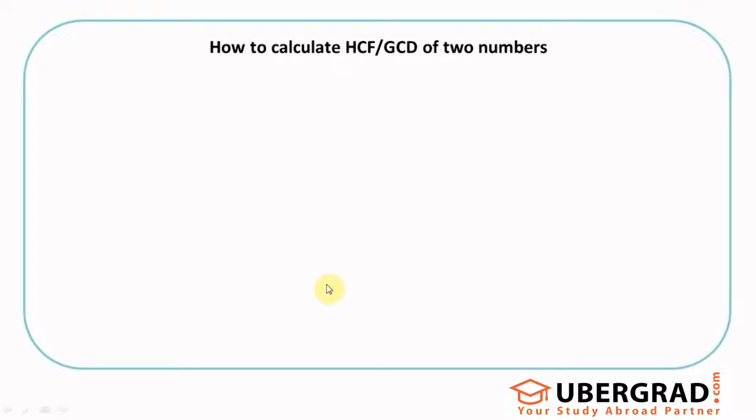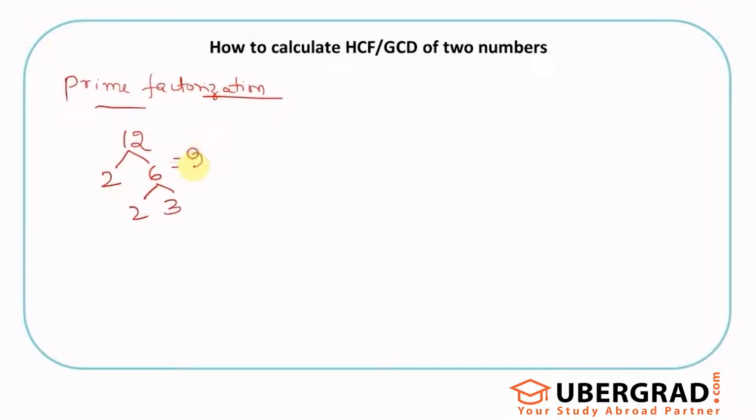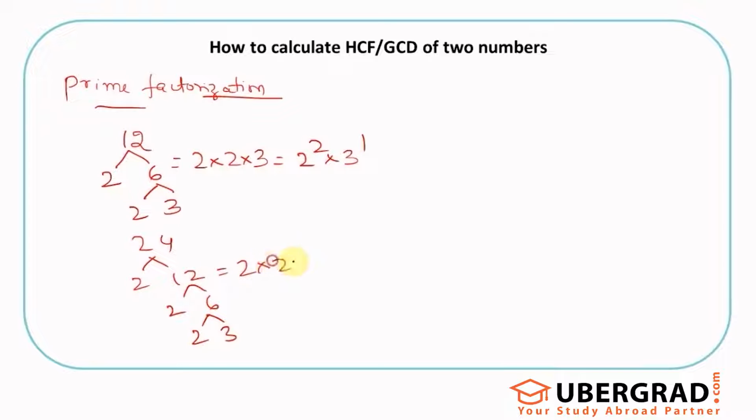One of the common ways is called the prime factorization way. Once you know the prime factors of the numbers, we can find the HCF. Let's take the same example of 12. What do I mean by prime factorization? You make a tree to find the factors. So it's 2 into 2 into 3 is 12, so 2 power 2 into 3 power 1. What about 24? It's 2 into 12, 2 into 6, 2 into 3. So that's 2 into 2 into 2 into 3, which is 2 power 3 into 3 power 1.